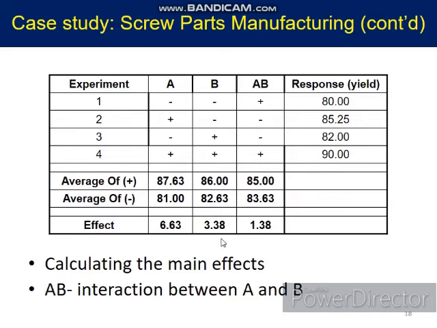And from here you can already tell that factor A, which is type of lubricant, has a much higher effect on the yield compared to B, which is spindle speed, and the interaction. Okay.